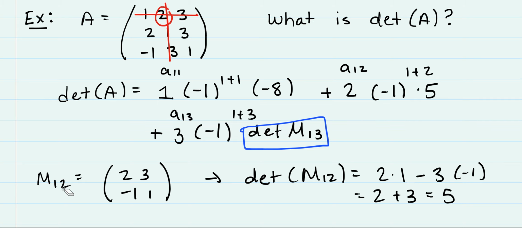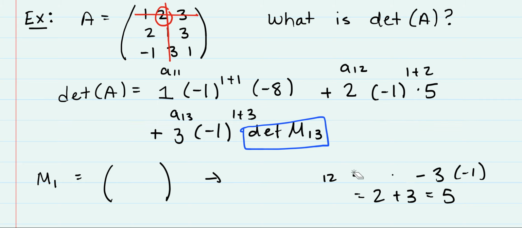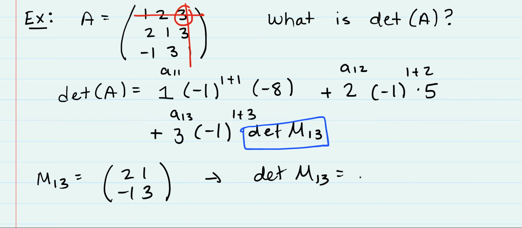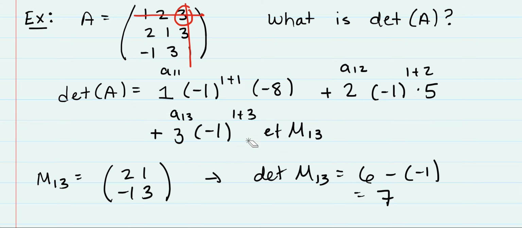And now we have one more to do, M13. M13 corresponds to knocking out this row and this column. We're left with 2, 1, -1, 3. And the determinant of M13 is 6 minus -1, which is 7. So let's erase this and put a 7 here.